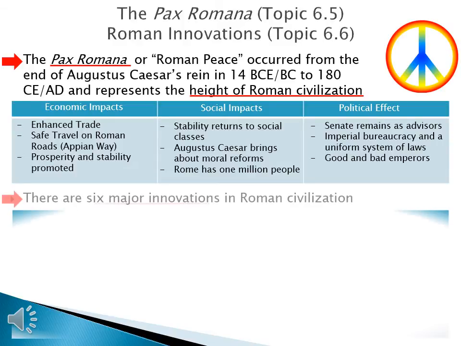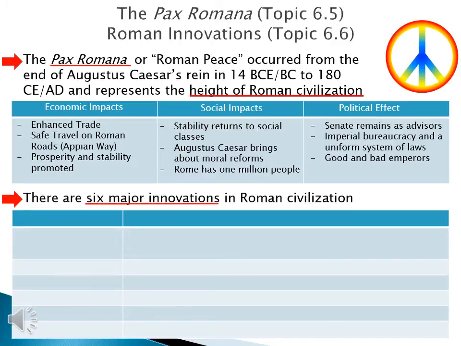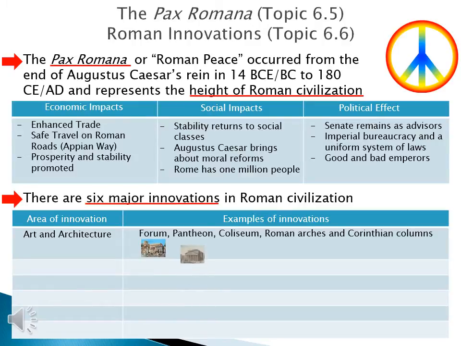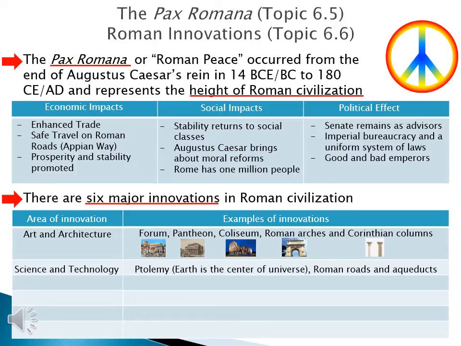We also have 6 major innovations in Roman civilization. In art and architecture, we have the Forum, Pantheon, Colosseum, Roman arches, and Corinthian columns. In science and technology, Ptolemy says that the Earth is the center of the universe. Not so good. And then we have Roman roads and aqueducts. In health and medicine, we have the first formal medical schools, public water system, and public baths.